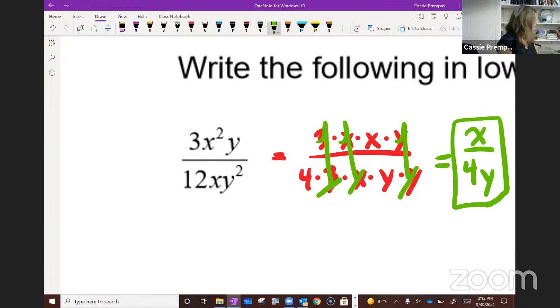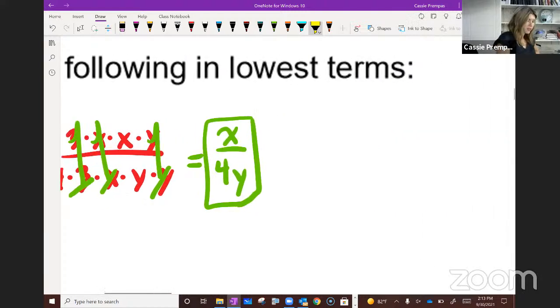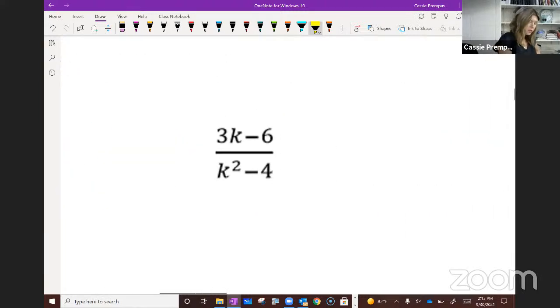Now you don't have to write out all the factors. Some of you might prefer to do it just within the context of the problem. You might see that 3 goes into 12 4 times, and x goes into x squared 1 time, and y goes into y squared 1 time. And then you still would have that answer x over 4y. So it's kind of how you prefer to work through it, but you do have to know that we can only reduce factors. All right, let's take a look at the next one. Let's see what you've learned.